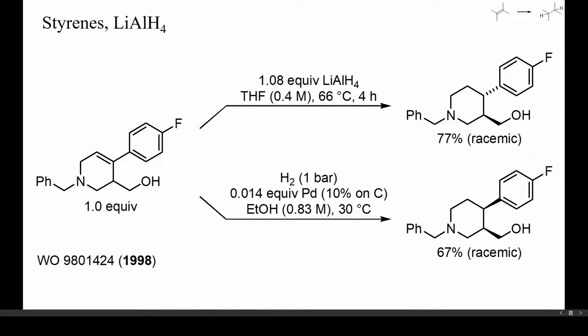Here, a substituted styrene was reduced stereoselectively to the trans product by treatment with lithium aluminum hydride. The cis diastereomer could be prepared by catalytic hydrogenation with palladium on charcoal. No cleavage of the benzylic amine or the carbon-fluorine bond occurred.